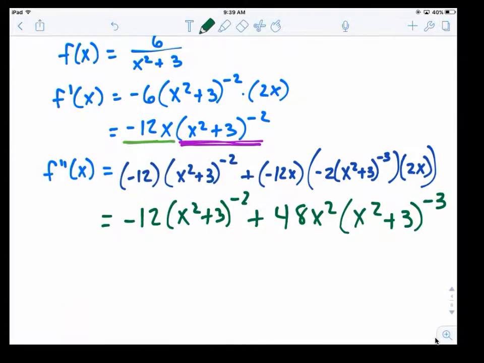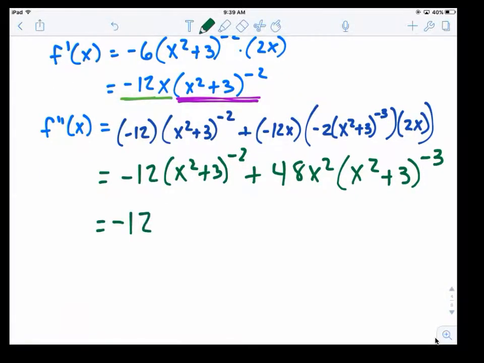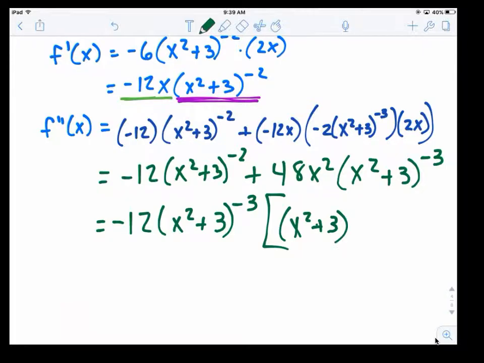So we can take out a negative 12 and an x squared plus 3 to the negative what? Negative 3, good. So I'm left with x squared plus 3. Right? So this times this will give you that. Minus 4x squared. So I took out a negative 12, right? So then negative 12 times negative 4x squared will give you that 48x squared.